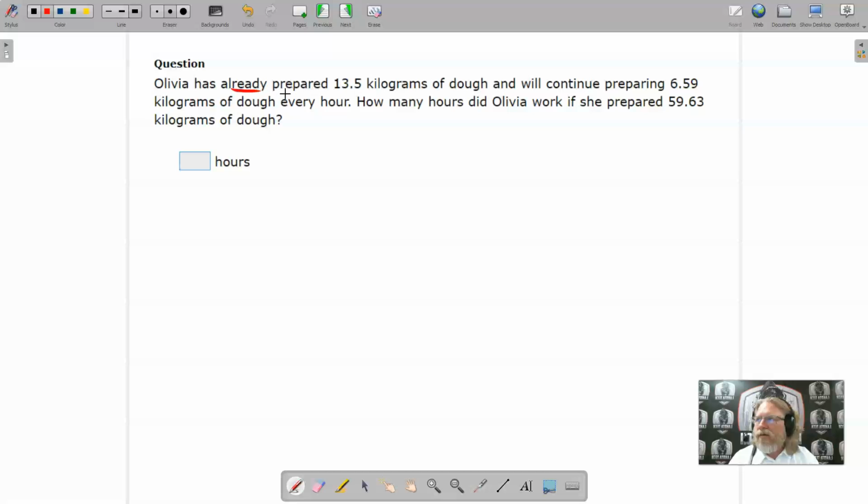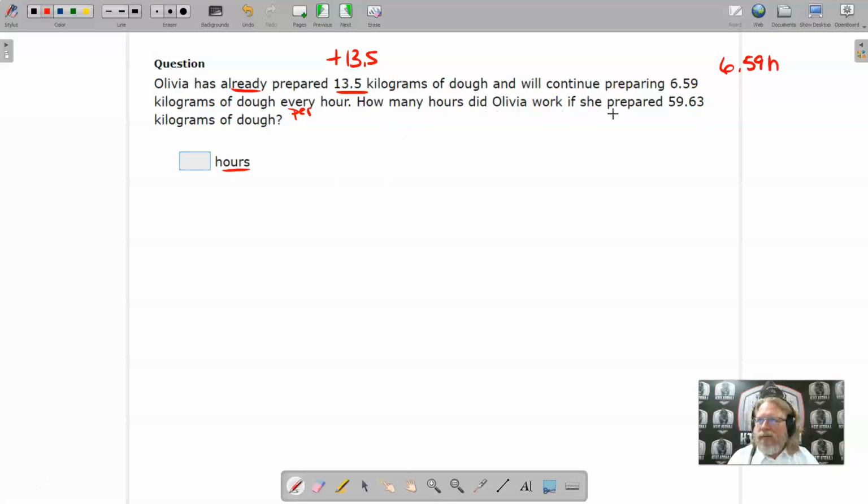On the next one, Olivia has already prepared. So here's our already prepared this. So that's probably going to be a plus 13.5, right? We have a starting amount. So she's already prepared this amount of dough. And she will continue preparing 6.59 kilograms of dough every hour, or per hour, right? So we could say this is 6.59 per hour, so times each hour, which is good because we're being asked for hours.